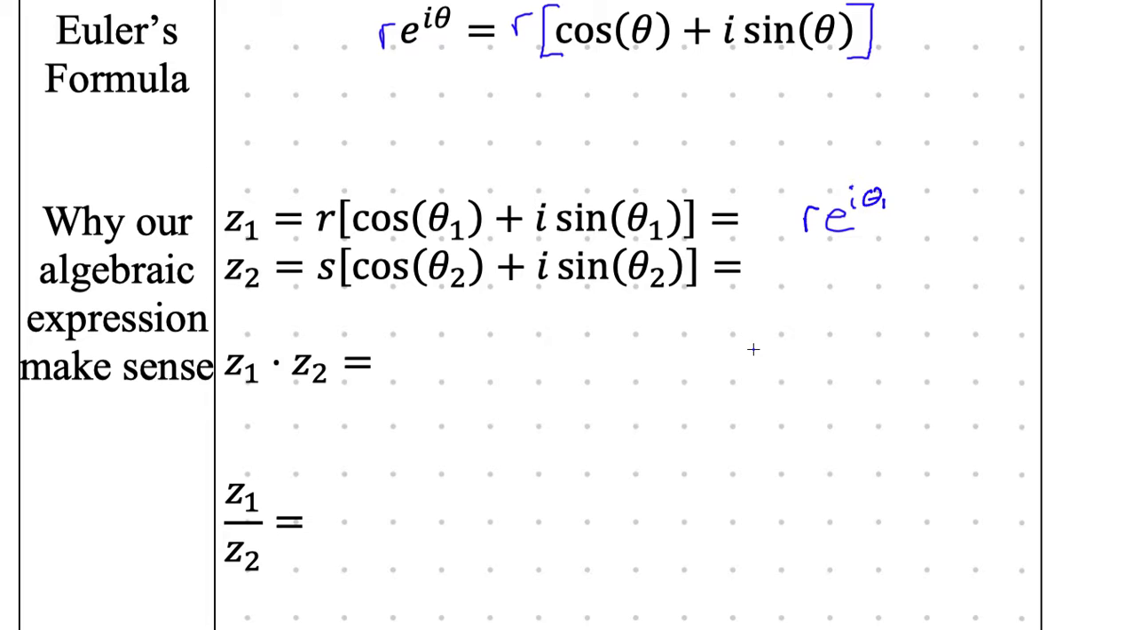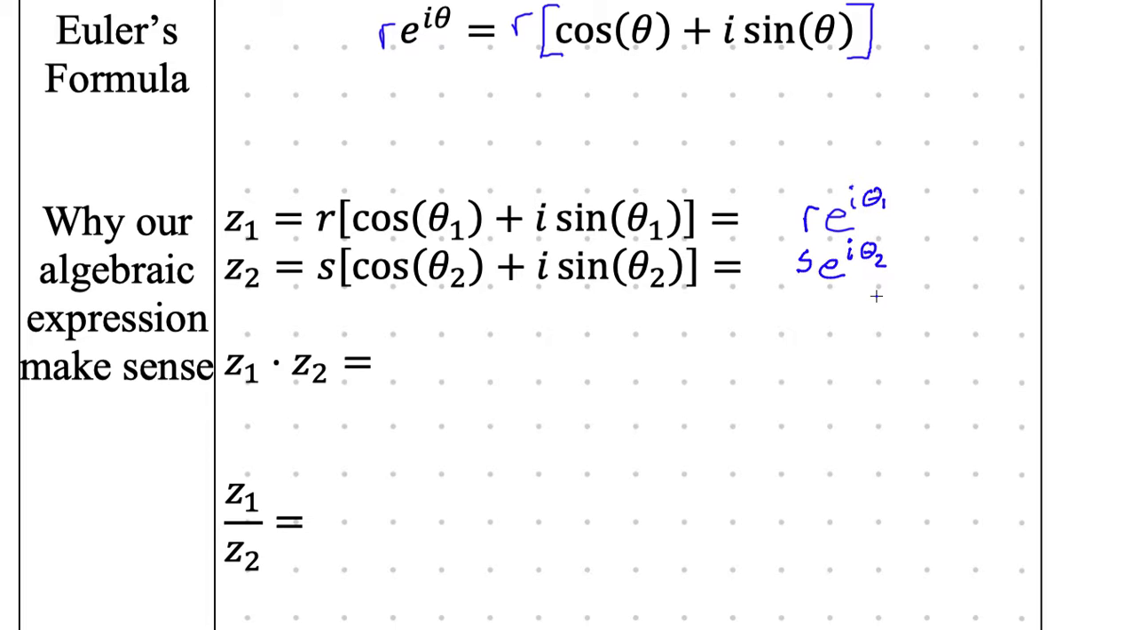Does everyone agree that that is the same thing as this? Yes. Nice and tiny and condensed. I love it. It's so easy to write. All right, someone else convert the next one. Quiet raise hand. Who's going to do it? Chris, go for it. s e to the i theta 2. There it is. We've converted it. Now let's multiply it and see what happens.